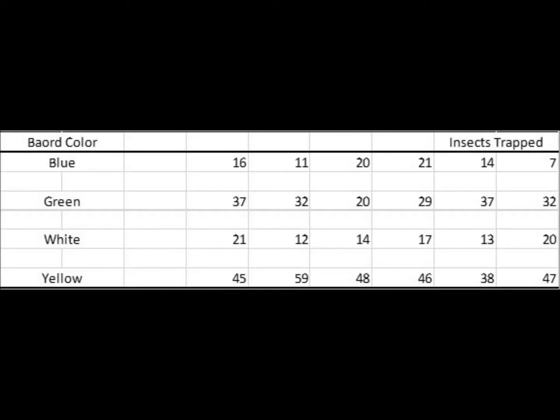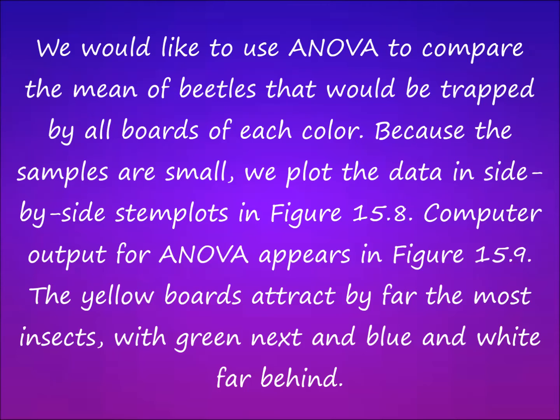Here are the data. We would like to use ANOVA to compare the mean numbers of beetles that would be trapped by all boards of each color. Because the samples are small, we plot the data in side-by-side stem plots in Figure 15.8. Computer output for ANOVA appears in Figure 15.9. The yellow boards attract by far the most insects, with green next and blue and white far behind.